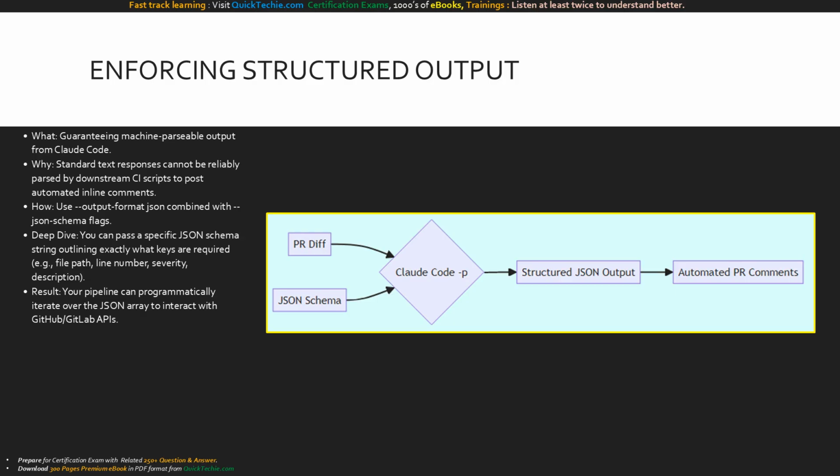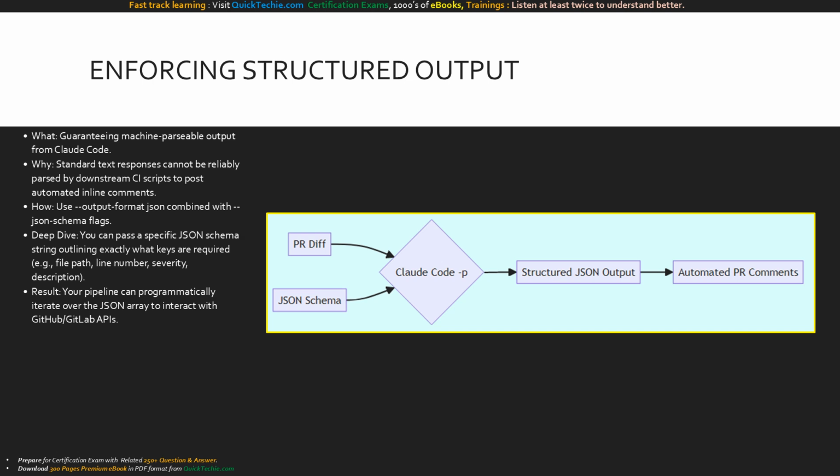If Claude writes a beautiful paragraph explaining a bug, your automated scripts can't parse that to post a comment on a specific line of code. We need structured data. We achieve this by combining two powerful flags, output format JSON and JSON schema. By providing a strict schema, we force Claude to output a perfectly formatted JSON array containing exactly the fields we need, like file name, line number, and issue description. Your CI script can then effortlessly loop through this JSON to post precise, inline comments on the pull request.